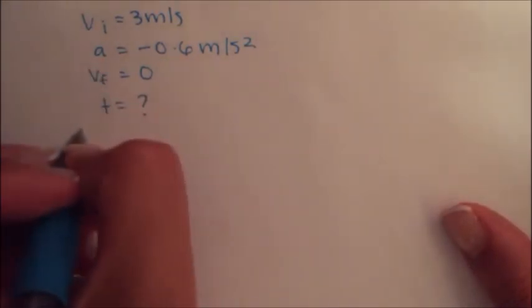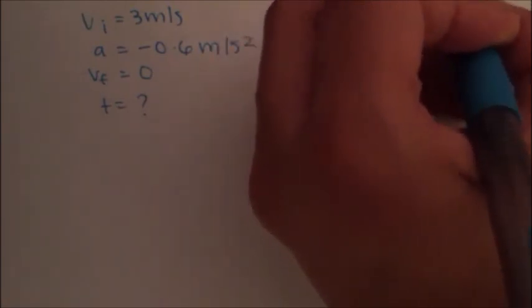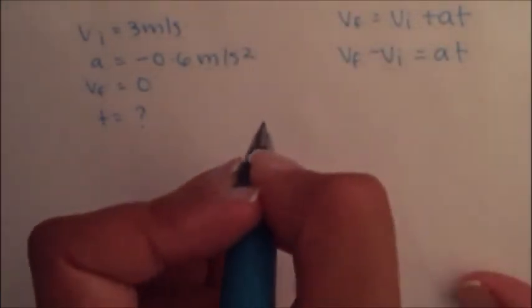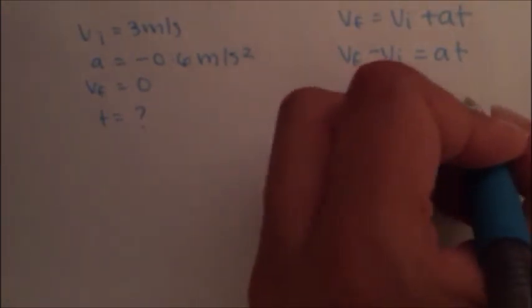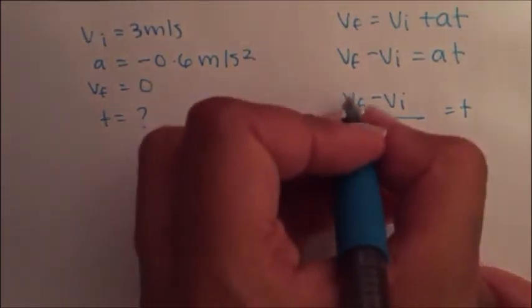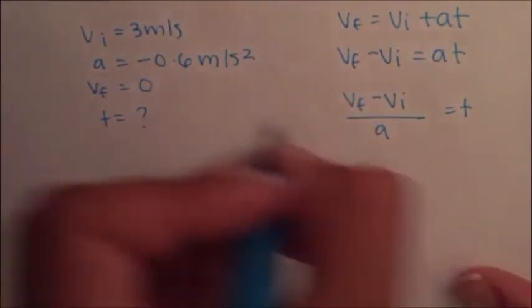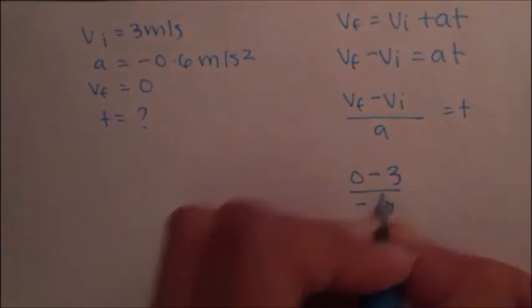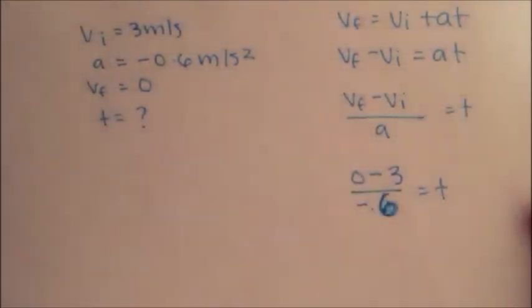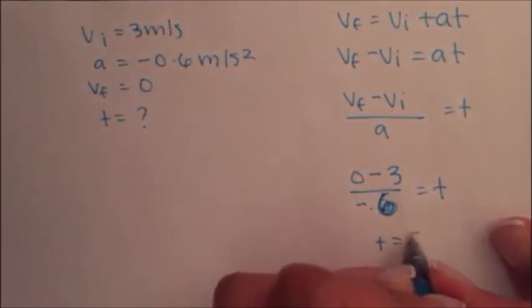So again, the equation that relates these four variables is final velocity equals initial velocity plus acceleration times time. However, we have to manipulate this equation so that we can solve for time. So the final velocity minus initial velocity is going to be acceleration times time. Divide both sides by acceleration, so final velocity minus initial velocity divided by acceleration equals time. Now we're going to plug in all of our variables. Final velocity we established was 0, minus initial velocity of 3, divided by negative 0.6 gives you time. And thus the time is 5 seconds.